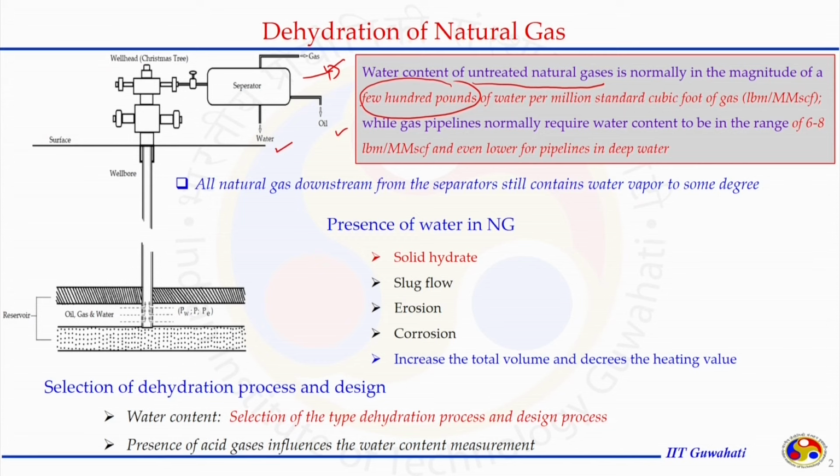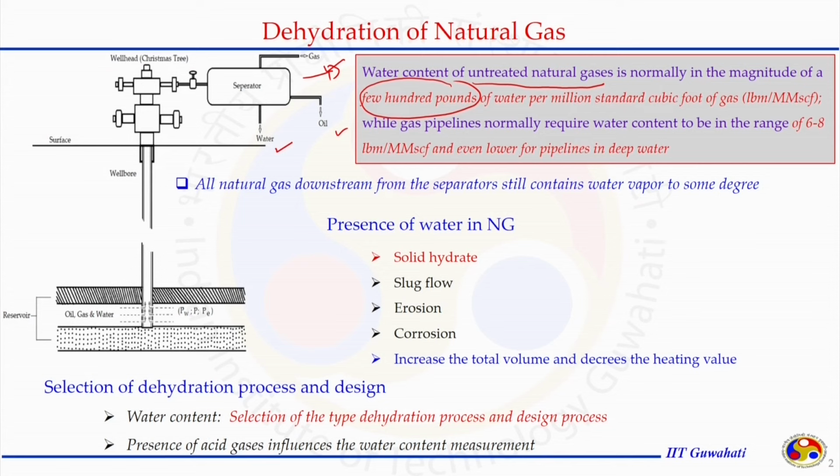So, even after the separator, when the natural gas contains a significant amount of water, an appropriate dehydration process should be chosen and designed to remove the water vapor present in the natural gas. And the selection of a dehydration process and the design criteria depend primarily on 2 parts. First is the amount of water the natural gas is carrying. Selection of the type of dehydration process and the design will depend on that factor. Second is that the presence of acid gases influences the water content treatment.